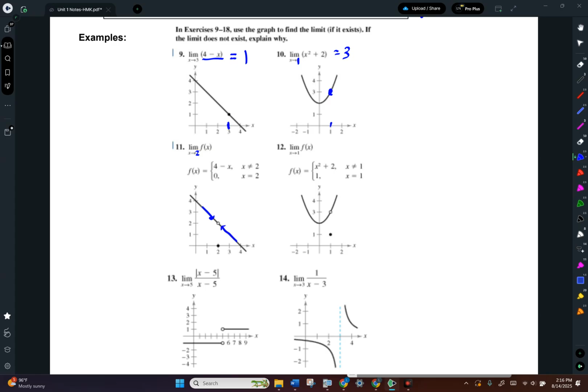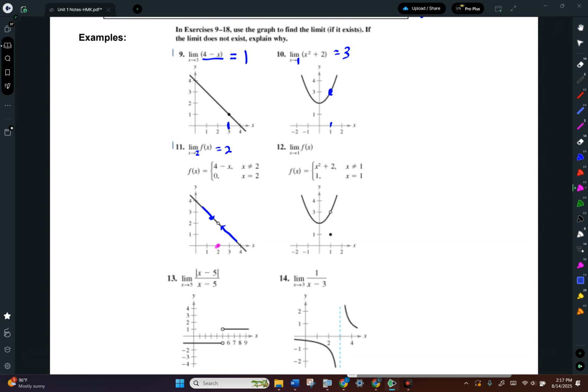So it's okay that there's a hole. The predicted y value when x equals 2 is 2. That's where the two sides of the graph come together. You might be saying, well, what about this point down here? That's a point that's dropped out. When we're talking about a limit, we're talking about the two sides of the graph coming together.